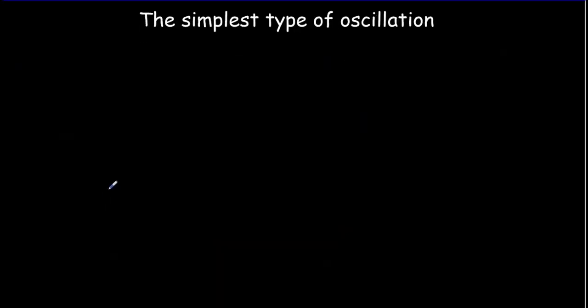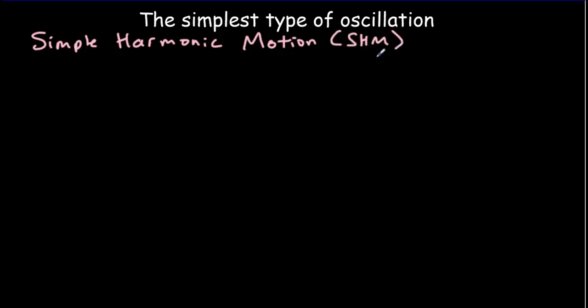As always, we begin with the simplest type of thing first, and the simplest type of oscillation is called simple harmonic motion, or SHM for short. Classical example of simple harmonic motion would be a mass on a spring. So we can imagine we've got a mass on a spring, and it would oscillate back and forth about some equilibrium position. Let's say this is our equilibrium position here. This is equilibrium. And it's conventional to say that the position is 0 at equilibrium.